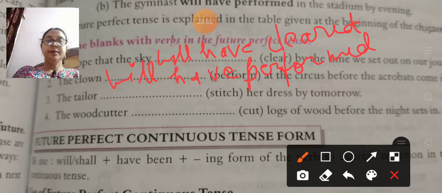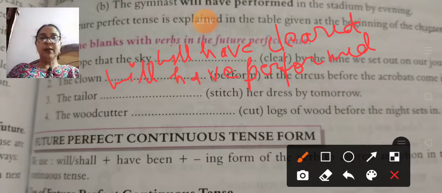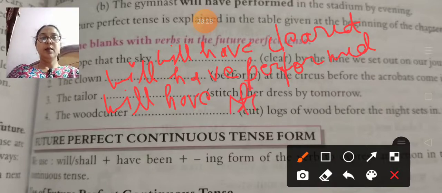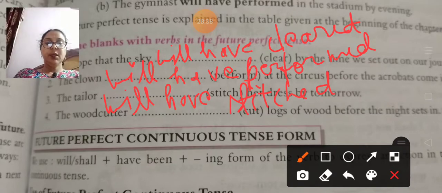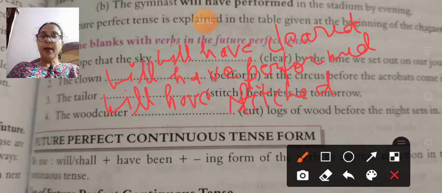Now, next is the tailor dash stitch her dress by tomorrow. So, stitch is given over there, so we are going to write will have stitched. So the tailor will have stitched her dress by tomorrow. That we are going to write. So all of you write down.